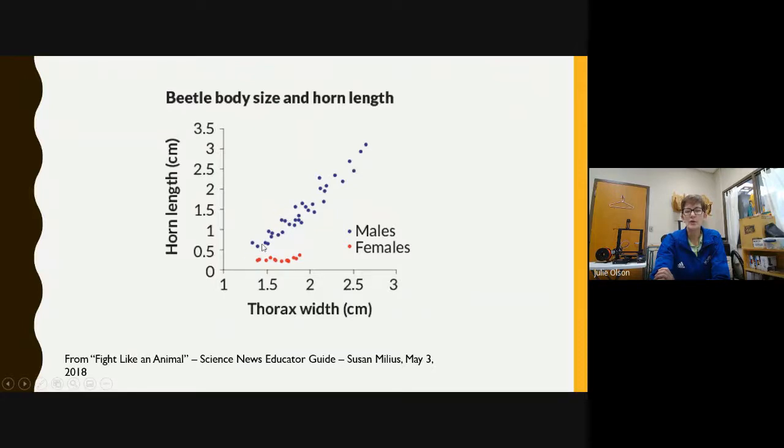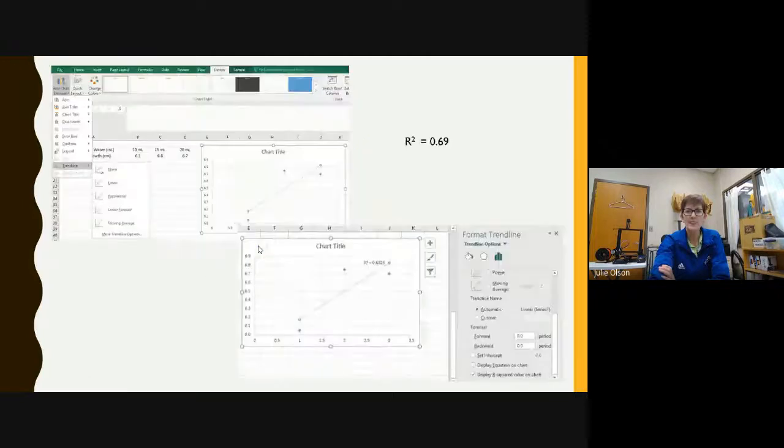The basically correlation says if I drew a straight line, a best fit line, how close are all these data points to that line? And the highest you can get for a correlation, or R squared, is 1. The closer that is, the higher the correlation. But that does not necessarily mean causation.